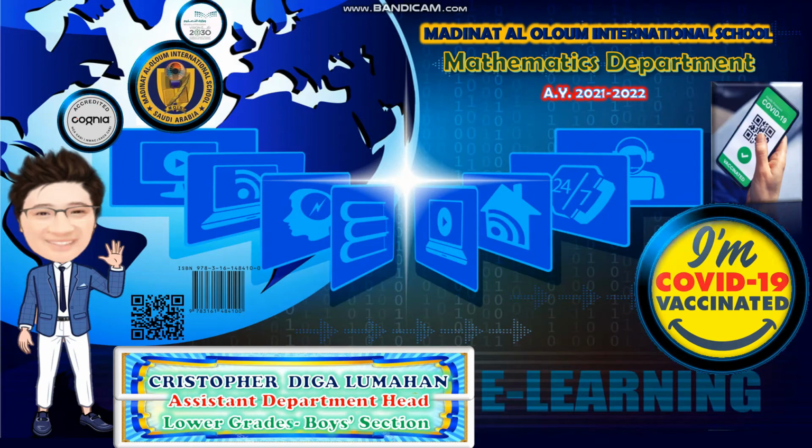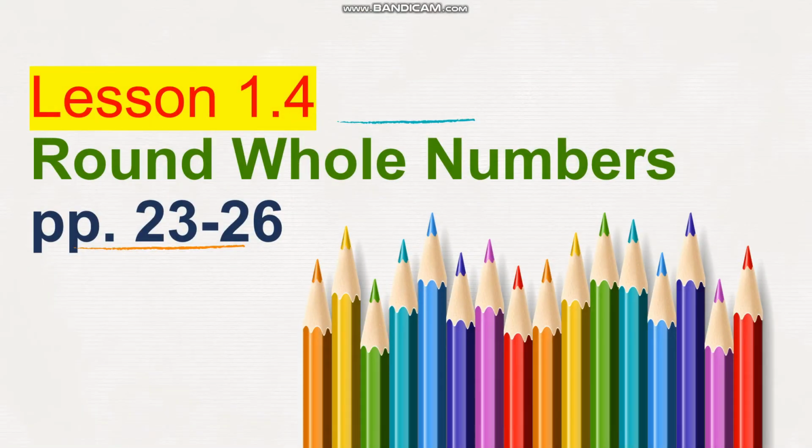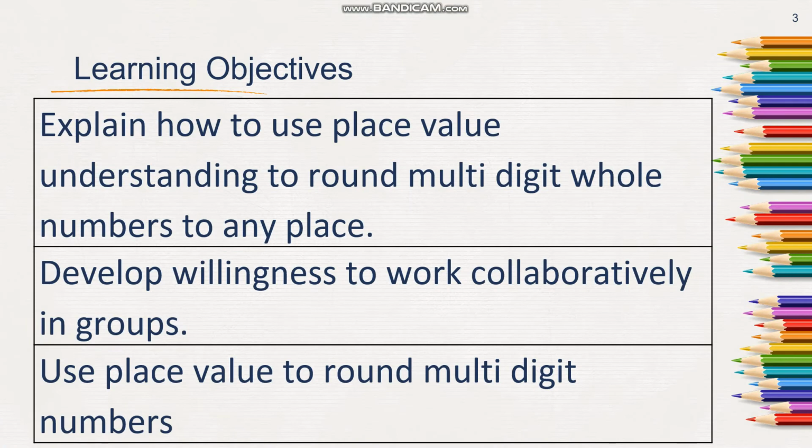Good morning, everyone. Our topic for today is lesson 1.4, Round Whole Numbers. You will find this lesson on pages 23 to 26 of your book. Here are the learning objectives for today's lesson.